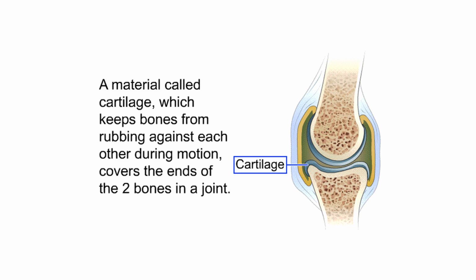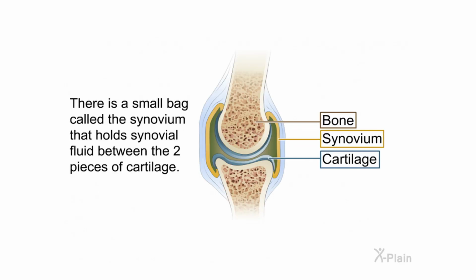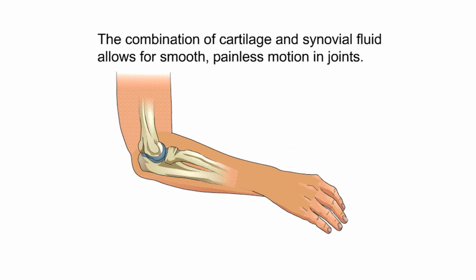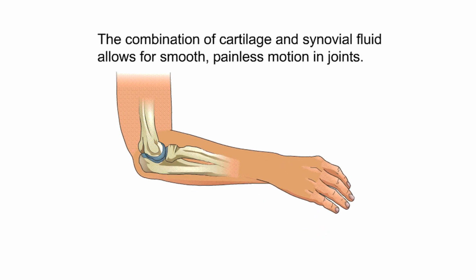A material called cartilage, which keeps bones from rubbing against each other during motion, covers the ends of the two bones in a joint. There is a small bag called the synovium that holds synovial fluid between the two pieces of cartilage. The combination of cartilage and synovial fluid allows for smooth, painless motion in joints.